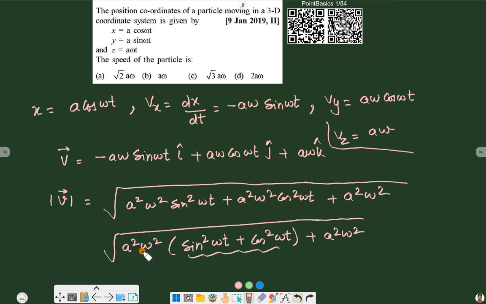So what will we be left with? We will be left with 2a square omega square, and that will be equal to root 2 a omega. Sorry, it will be root 2 and a omega outside of the root. So option A will fit the answer. Moving to the next question.